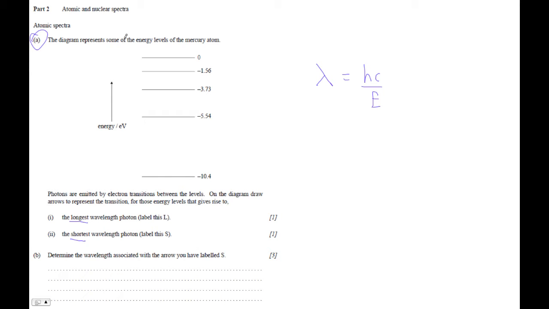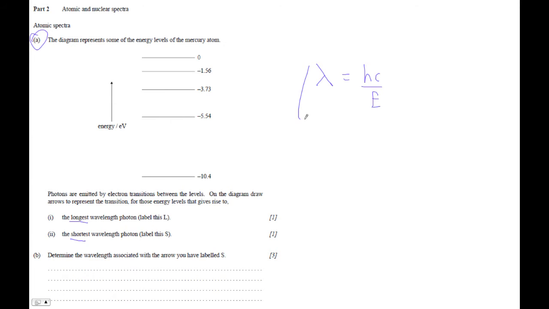The diagram represents some of the energy levels of the mercury atom. Photons are emitted by electron transitions between the levels. On the diagram, draw arrows to represent the transition for those energy levels that gives rise to the longest wavelength and the shortest wavelength, right?